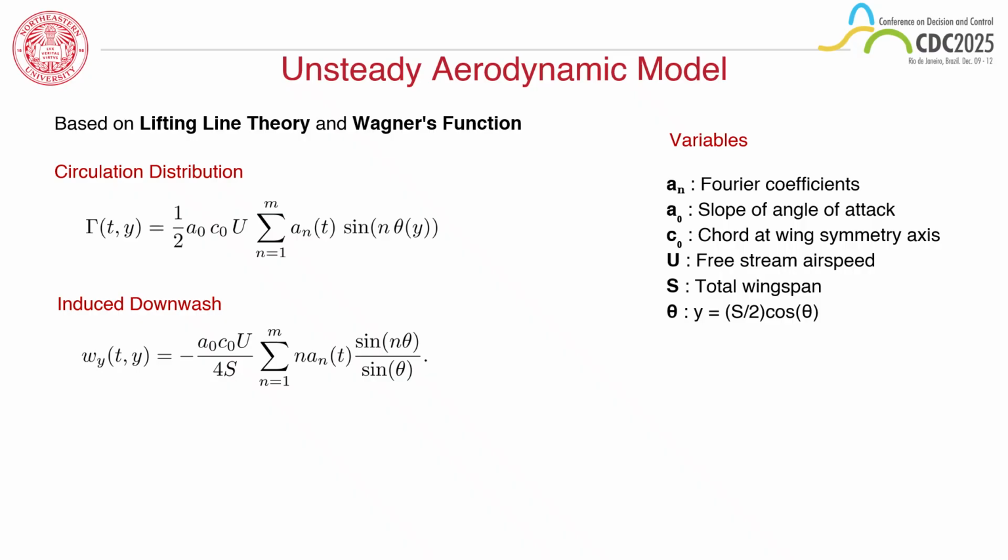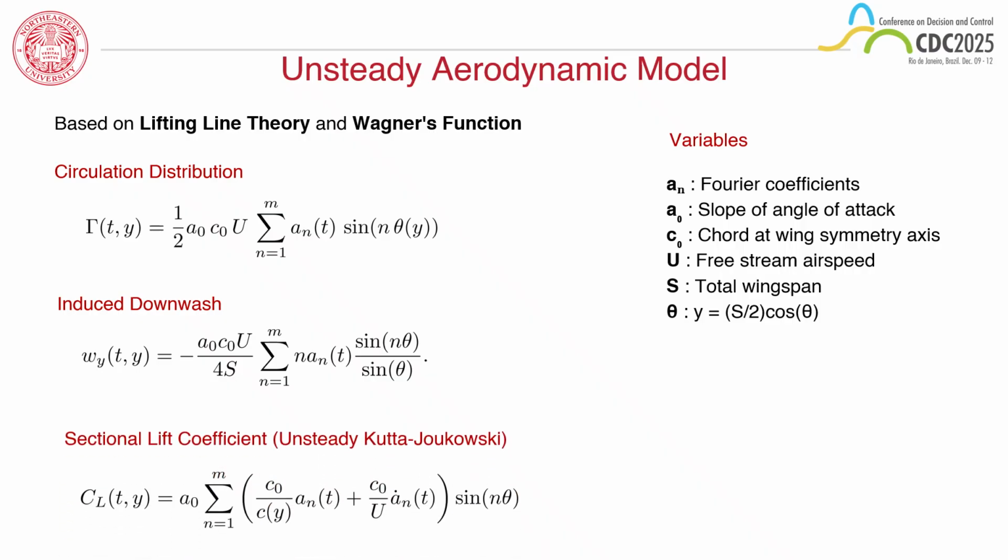by trailing vortices. The sectional lift coefficient follows from the Kutta-Joukowski theorem. Notice that it depends on both the instantaneous Fourier coefficients a_n and their time derivatives. This is crucial. The time derivative term captures the unsteady effects the quasi-steady models miss entirely.